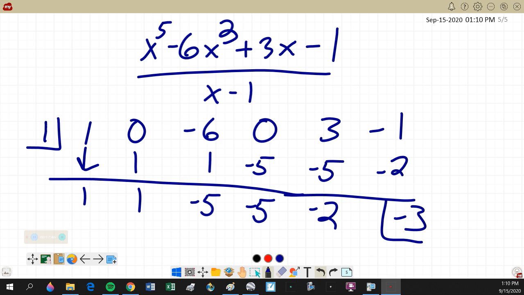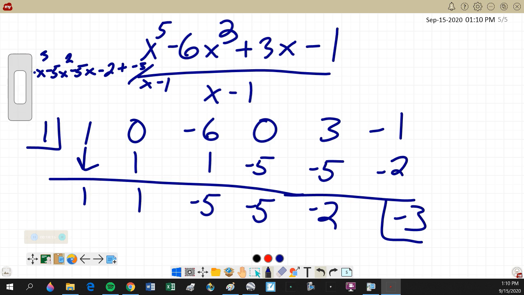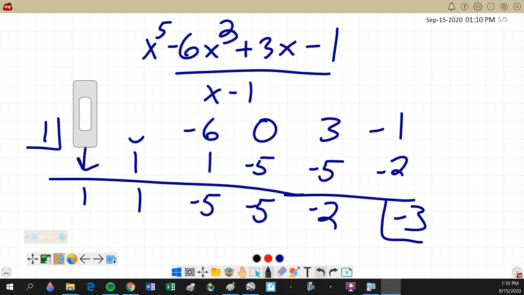Think so. And now notice I'm going to start with x to the fourth. So x to the fourth plus x to the third minus 5x squared minus 5x minus 2 plus -3 over x minus 1. So I got my 4 and my 2 back, which is a little bit weird, but that will happen. Okay. Now, what if you do regular division? How do you deal with that?